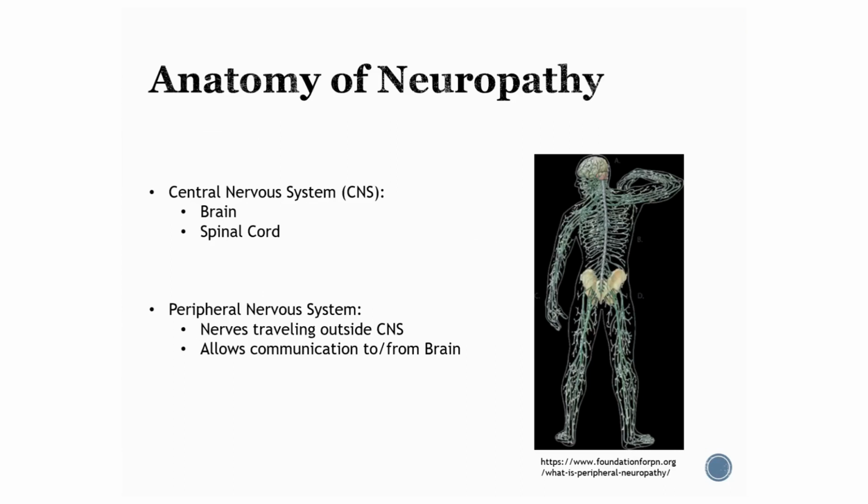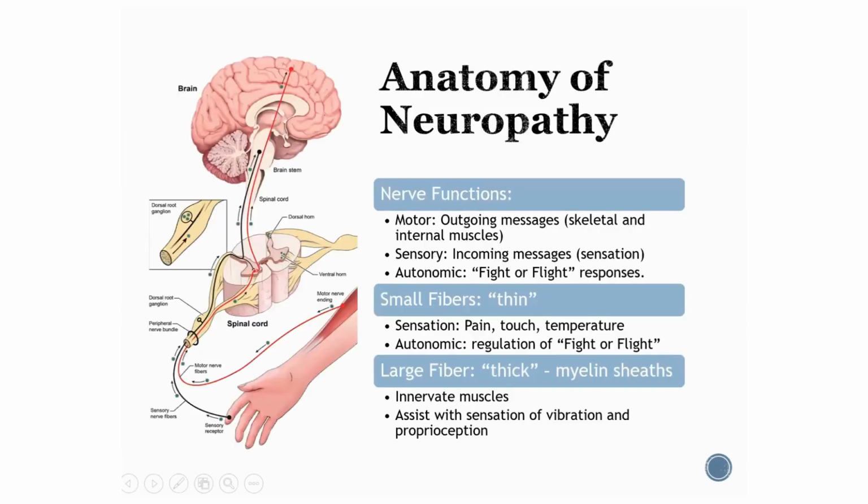You have your central nervous system, which is really just your brain and your spinal cord. But then your peripheral nervous system is all the nerves that are traveling out distally, all the way to your fingertips and all the way to your toes. And those are the nerves that are typically affected by neuropathy symptoms.